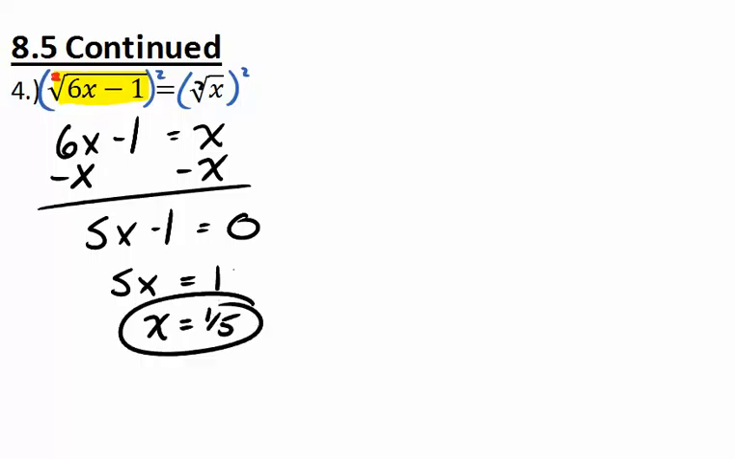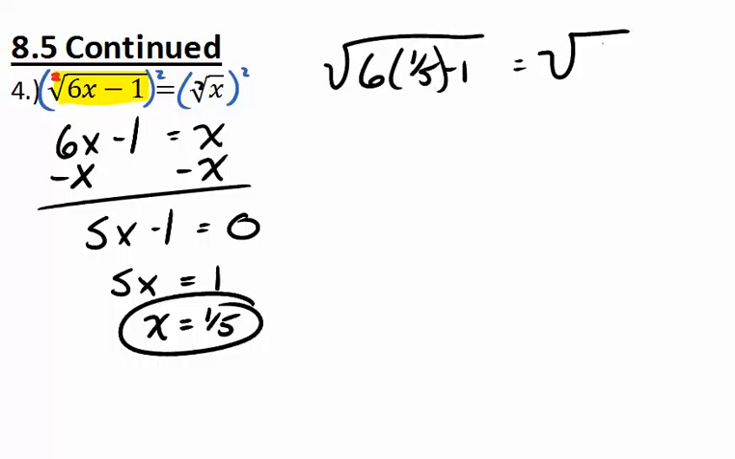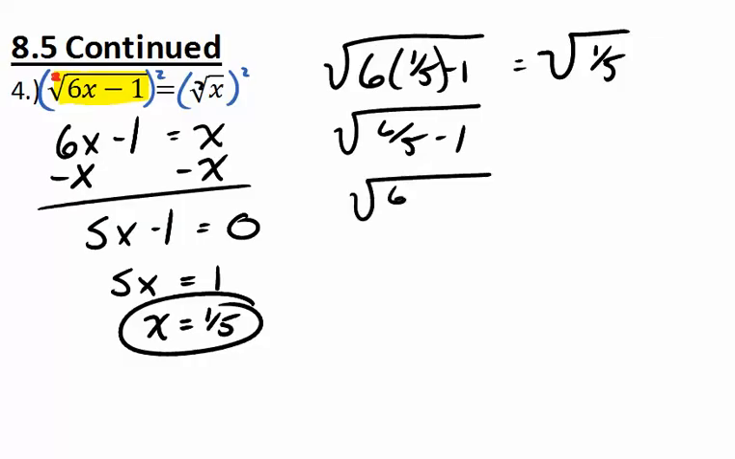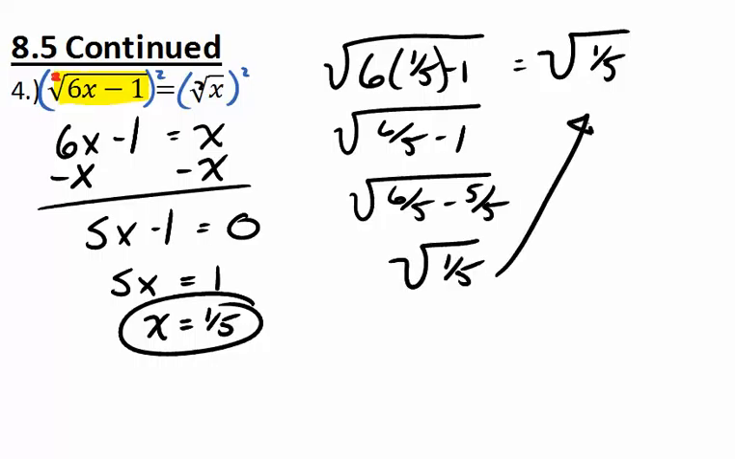You'll plug it back into the equation to make sure that it checks out. And if I multiply this, I get the square root of 6/5 minus 1. I'll want a common denominator, which is 5, so I'll make that 5 over 5. And I get the square root of 1/5, which is the same as the right side. So that works out for us.